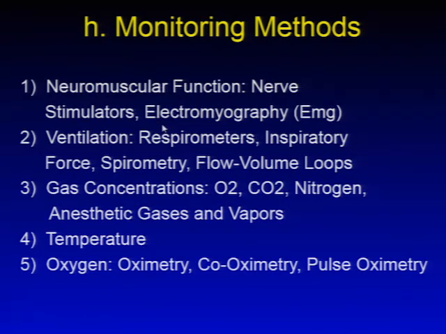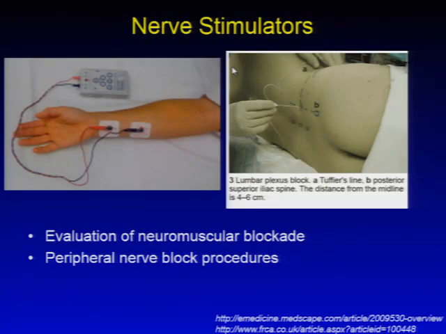Now I'm switching the gear again to explain the monitoring methods. First, nerve stimulators. You use the nerve stimulator mainly for the evaluation of neuromuscular blockade and also peripheral nerve block procedures. How about EMG, electromyography? You can use that system to check for recurrent laryngeal nerve injury, especially during thyroid surgery. This is how it works.